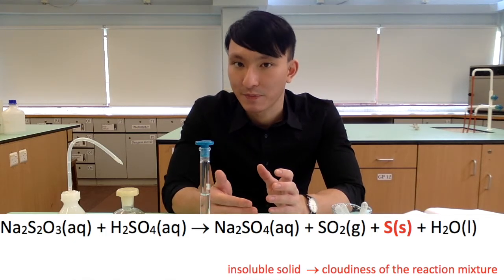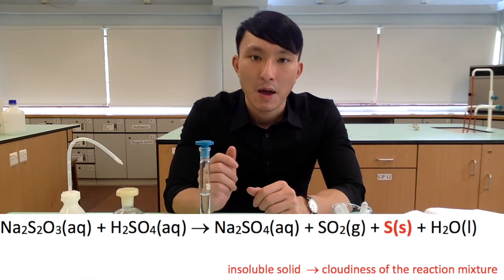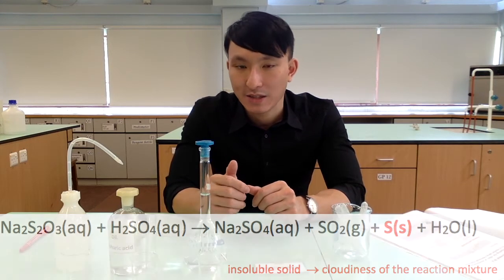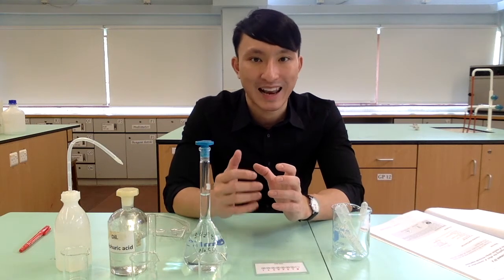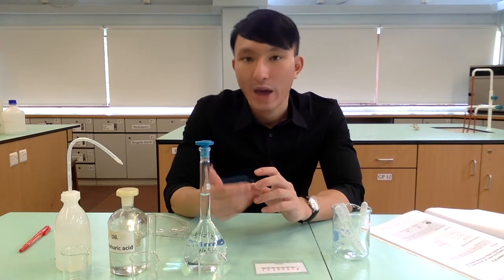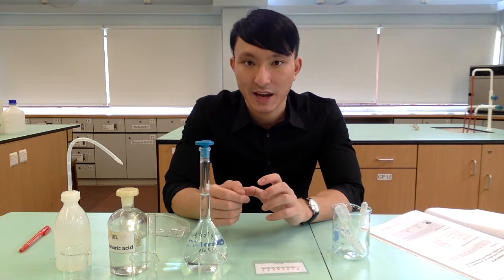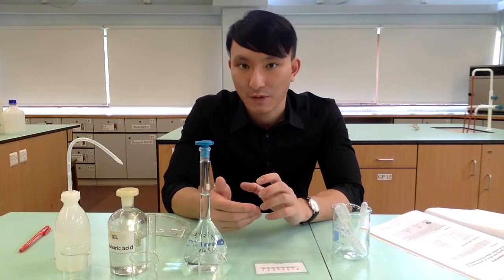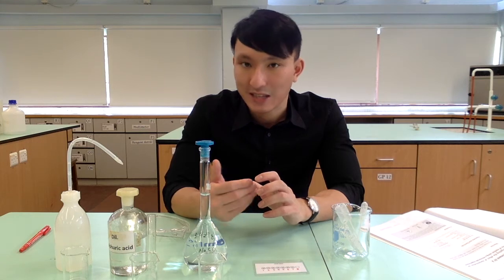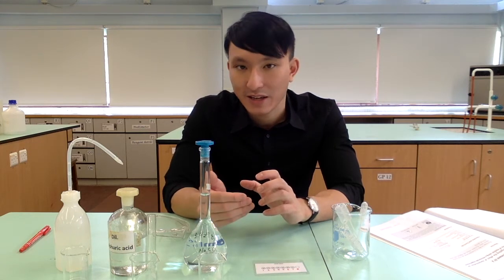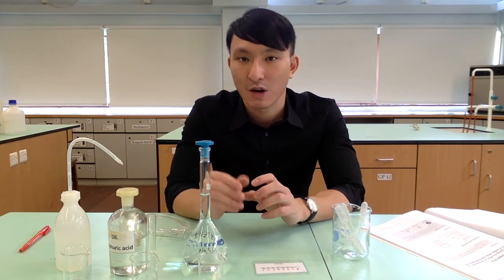We want to measure the time it takes for the mixture to become cloudy enough to mask or blot out a cross underneath the solution. When we are no longer able to see the cross underneath the solution, it indicates that the solution is cloudy enough, and that a certain amount of sulfur product has been produced.